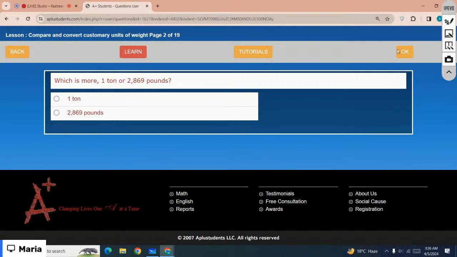1 ton is equal to 2,000 pounds, right? So 2,000 pounds is more or 2,869 is more? 2,869 pounds is more than 1 ton, right?